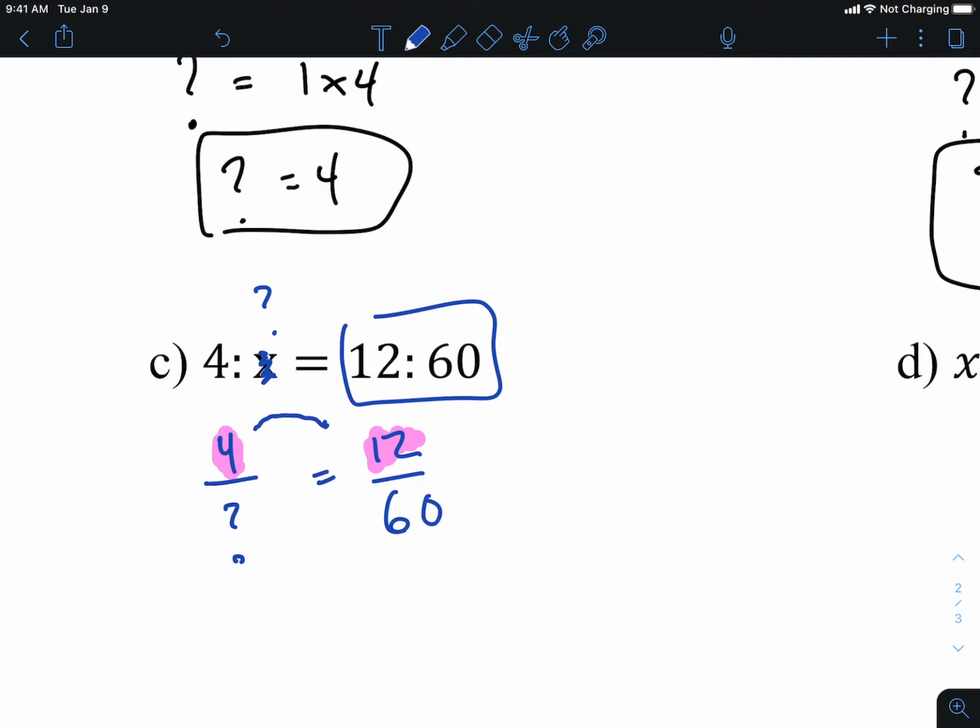So I'm going from 12 to 4 because I want to go from 60 to the question mark. So how do I get from 12 to 4? Okay, so I've got to divide by 3. My scale factor is still 3, but instead of getting bigger this time, I'm getting smaller, so I better divide. Does that make sense? I'm going to divide by 3 in the top, and I'm going to divide by 3 in the bottom. So what's my question mark?